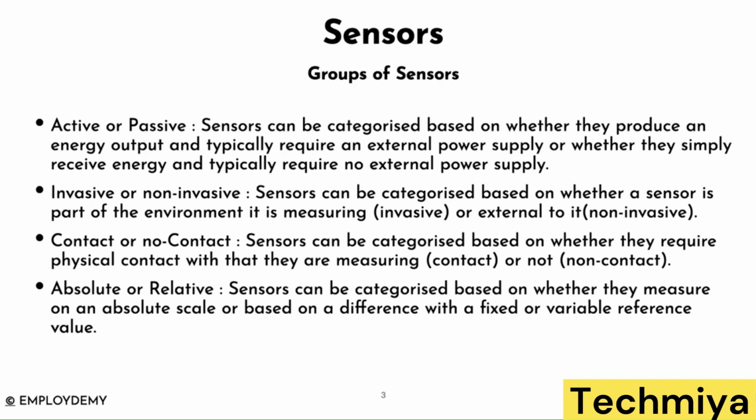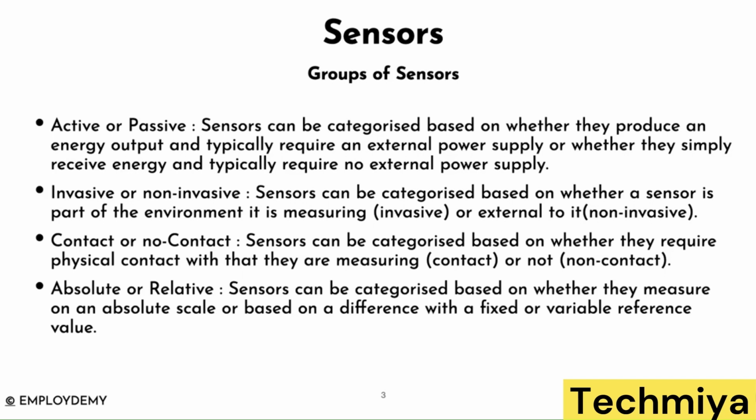Then we have absolute and relative. Sensors can even be categorized based on whether they measure in an absolute state or relative to a reference value. So you have a threshold value, and with that you keep measuring, then that is relative. Absolute means you're completely getting a new, absolute value. So based on this, you can group the sensors into any category. There are various types for various purposes.